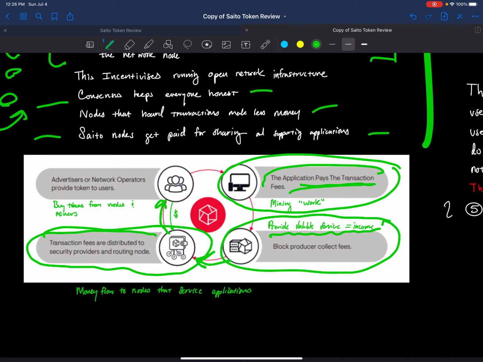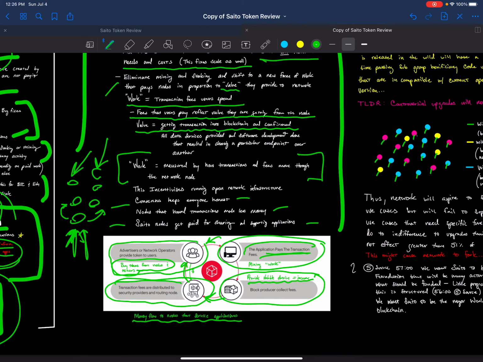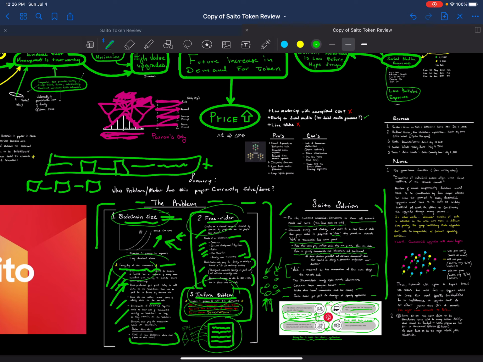And those sell the tokens to advertisers or network operators, who then provide tokens to users of their applications in order for their applications to run. And they could buy tokens from nodes or miners, or even users of the applications could buy the tokens from them, or buy tokens from the node providers, the security providers, etc. So money flows to nodes for servicing applications. So this project aims to make providing services and getting paid for those services as proof of work.